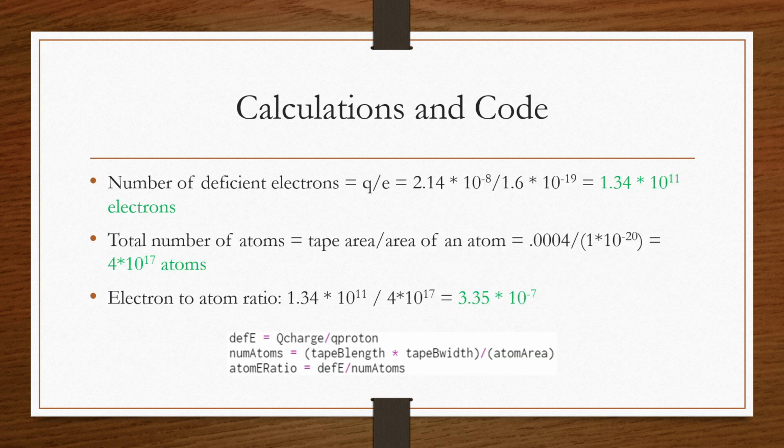We follow this calculation with a few others to learn more about the charge of the tape and how it compares to the overall tape. The first calculation is the number of deficient electrons, which illustrates just how positive the charge of the tape is, as these electrons have been displaced due to the positivity of the tape. Next, we calculate the total number of atoms and find the ratio of deficient electrons to the total atoms, giving us an idea of the strength of the charge.